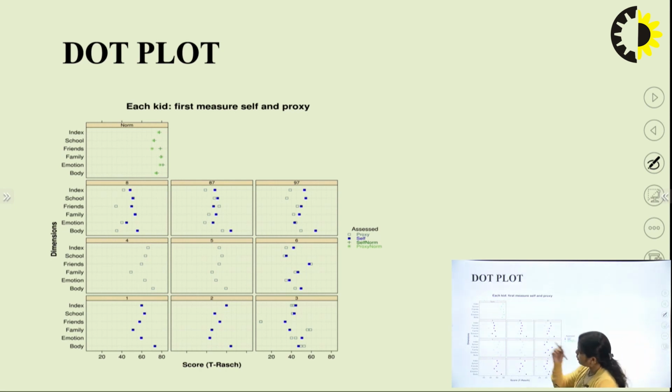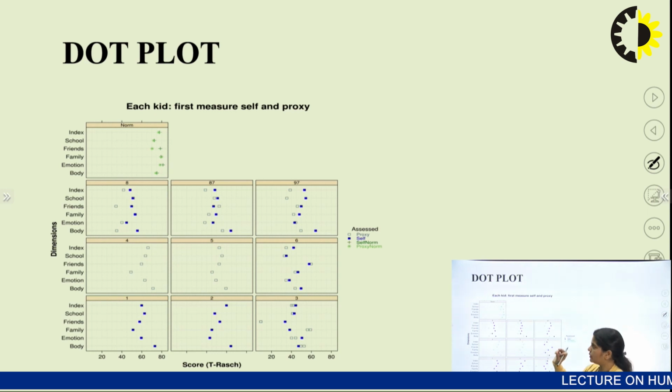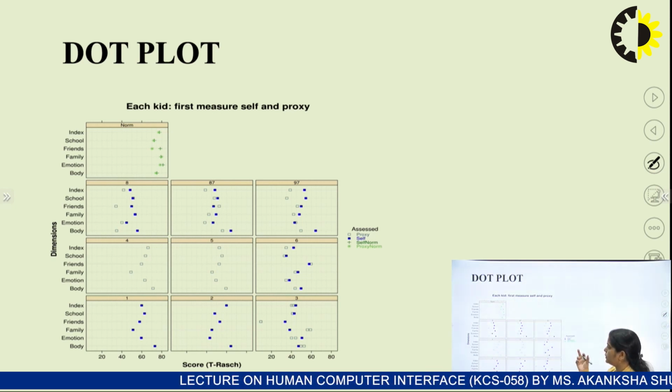These are the norms which have the index, school, friends, family, emotions, body, and these are things which we can see in each and every plot or each and every class. These are the classes 1, 2, 3, 4, 5, 6, and this one has the different classes 8, then 87, then 97. This 87 and 97 is a combination of some classes, consisting of the features of both classes.